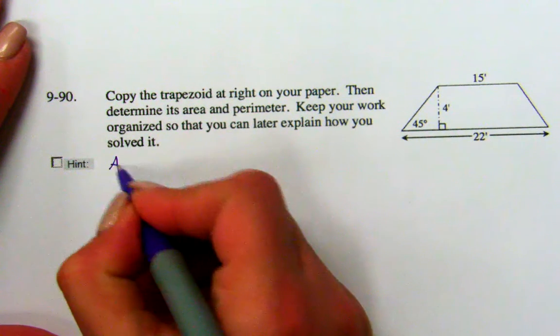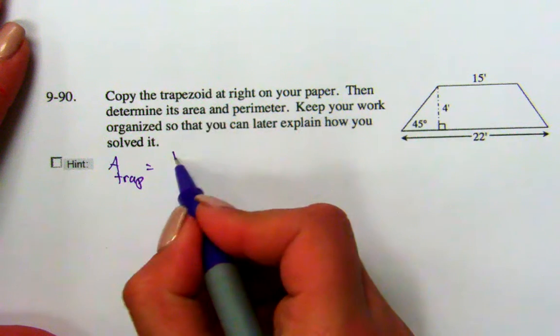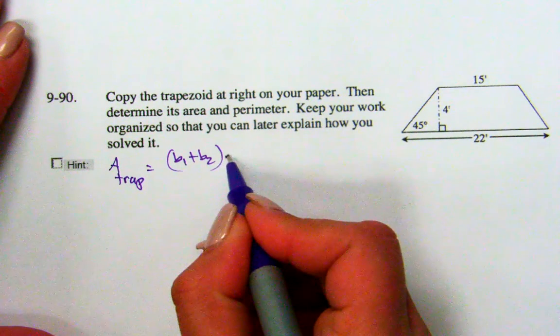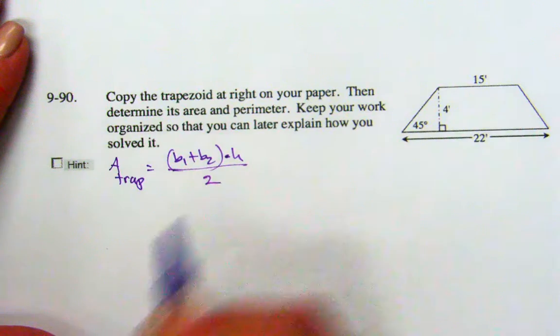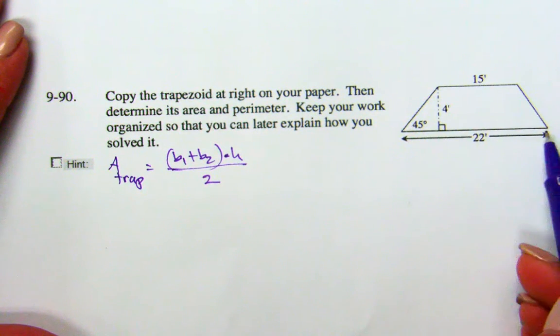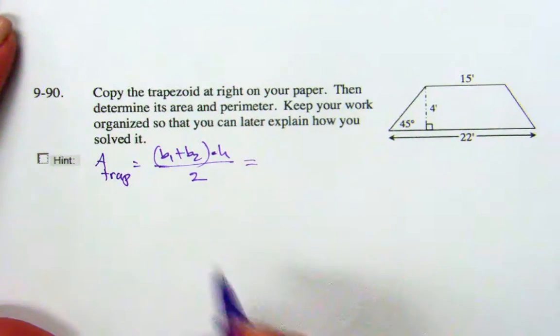So the area for the trapezoid formula was B1 plus B2, so base 1 plus base 2, times the height, all divided by 2. You can plug that in: your base 1 is 15, your base 2 is 22, times the height, which is 4, divided by 2. You should be able to get that answer.